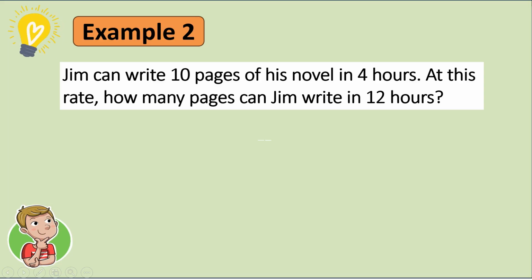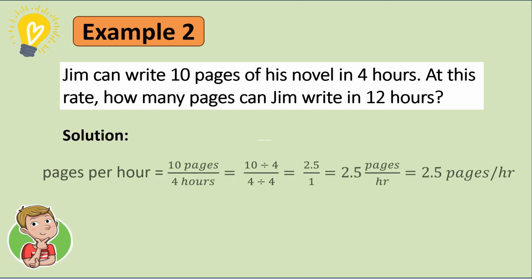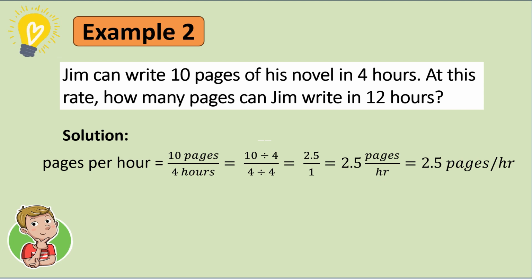Example number 2. Jin can write 10 pages of his novel in 4 hours. At this rate, how many pages can Jin write in 12 hours? Solution. Again, we will write the rate as a fraction. The rate is 10 pages over 4 hours, since the denominator value is 4, so we divide both the numerator and denominator by 4. Then we have 2.5 pages per hour, and that is our unit rate.